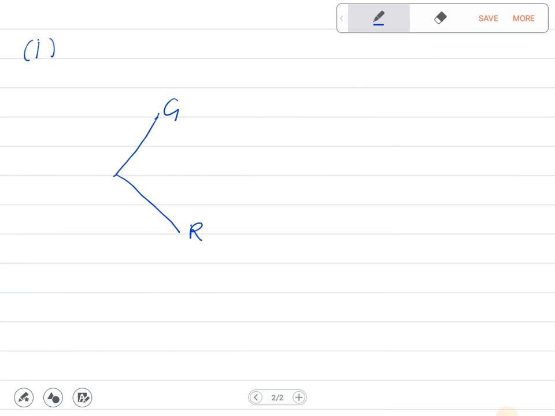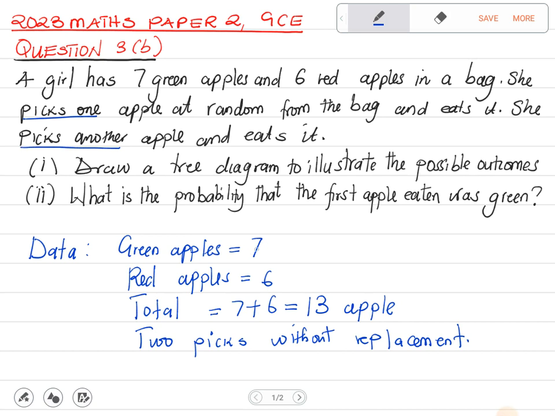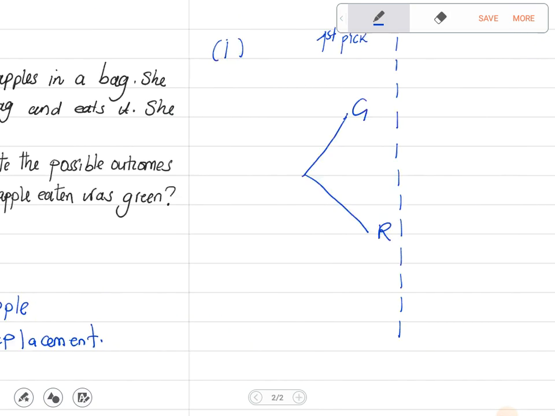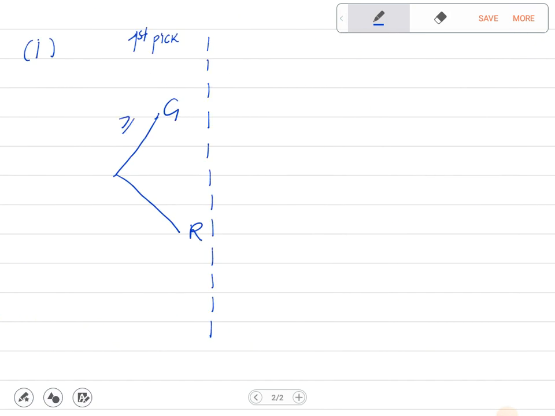So the first selection, I'll even do this so that you see how it's supposed to be done the right way. So you say first pick. In the first pick, if you are going to pick a green, you are going to take it out of 13, which is 7 out of 13. If you are going to pick red, you are going to pick it 6 out of 13.